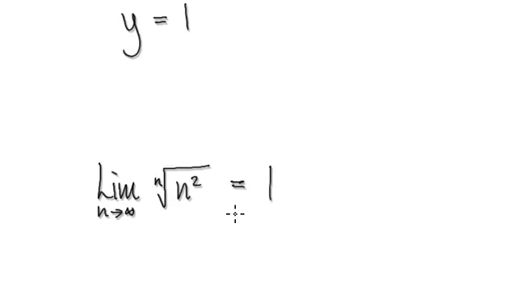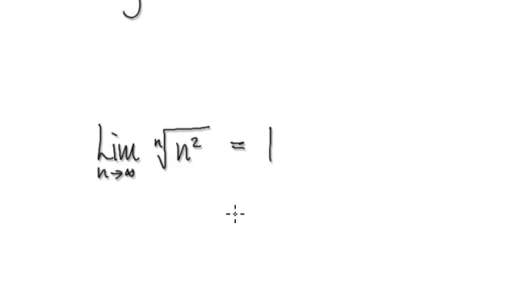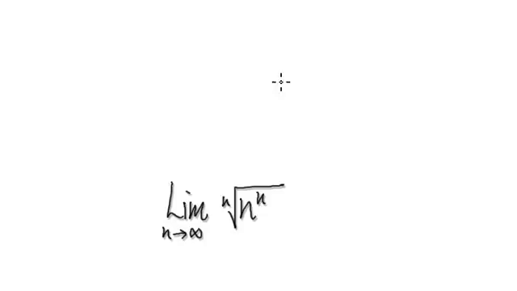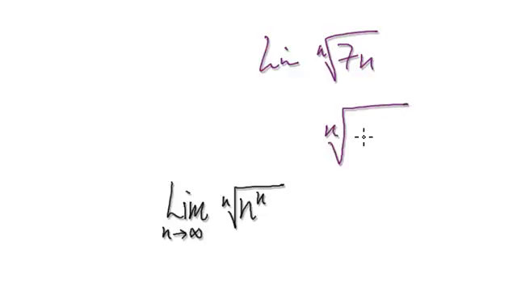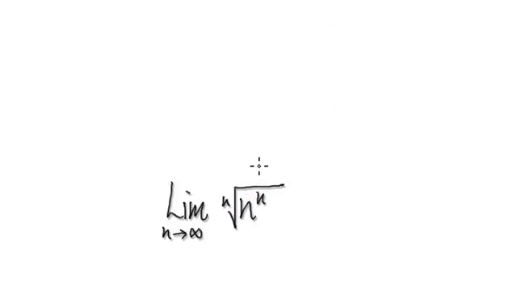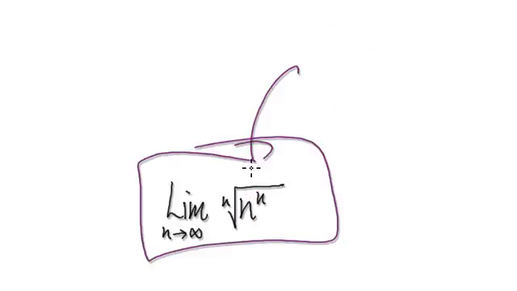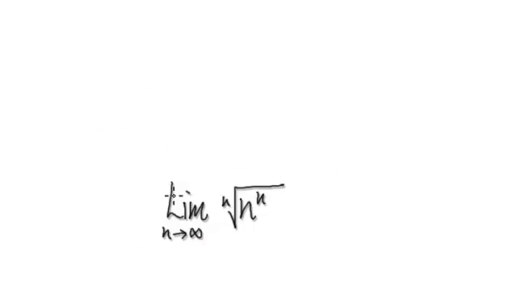Okay. So next question. We've done find the limit of the nth root of 7n. We've done the question of nth root of n squared. What about this, n to the n? Well, I'm not going to tell you the answer to this, but you've got to try and figure this out for yourself. What's the limit of this? So don't press pause. I'm not going to tell you the answer.